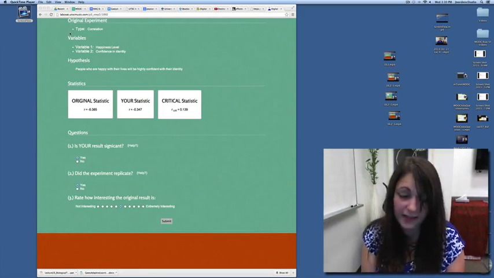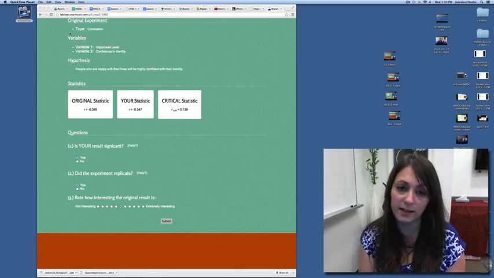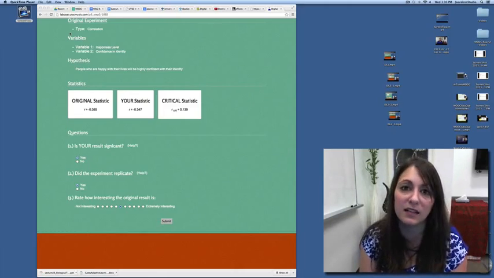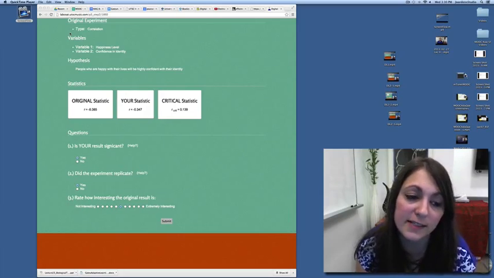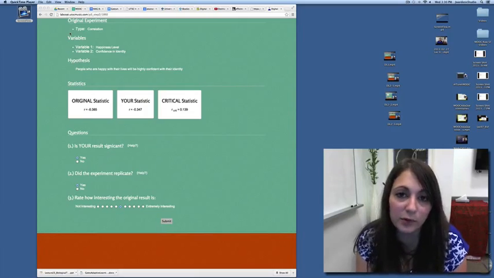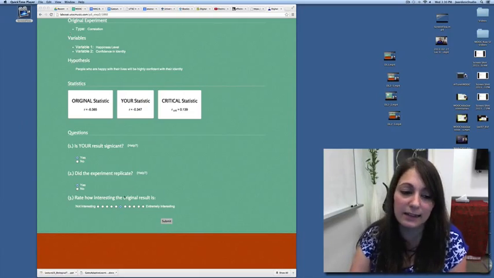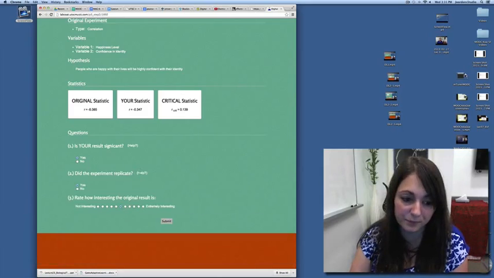The other possibility is that if you both got insignificant results, then the experiment replicated. If they're both insignificant, we don't care about positive or negative or anything like that because basically we determine there's no relationship. So if you had 0.05 as your statistic and the other person had negative 0.02, those are both insignificant, and so we'd say, yes, the experiment replicated. If you need that repeated, you can click help, and it explains it all there.